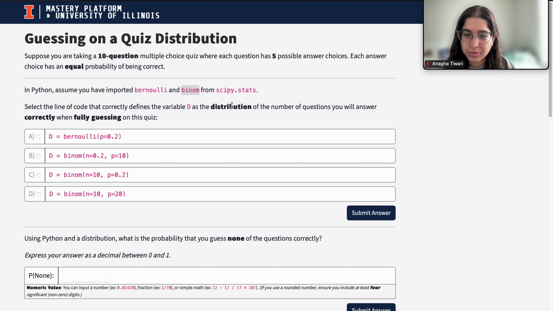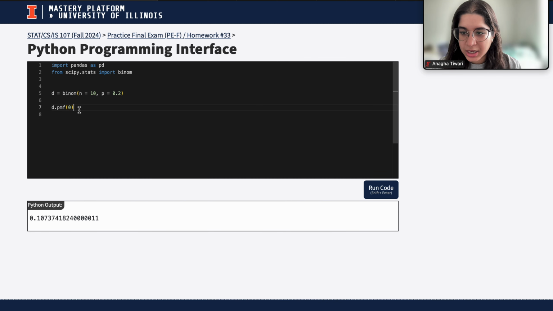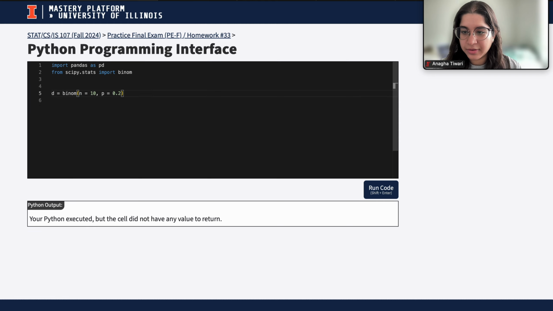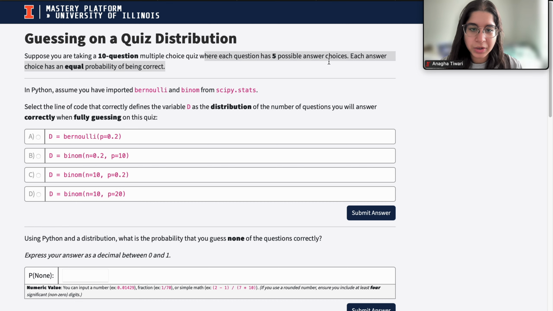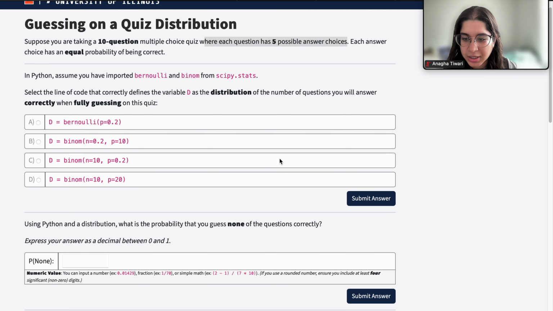So here we know that to define it in Python, we want the parameters to be n and p, right? And we can even do this here. d is going to represent a binomial distribution where n equals 10 and p equals 0.2, because each question has 5 possible answer choices. So the probability that you get the answer choice correct is going to be 1 over 5, or 0.2. So it looks like this answer choice makes the most sense.